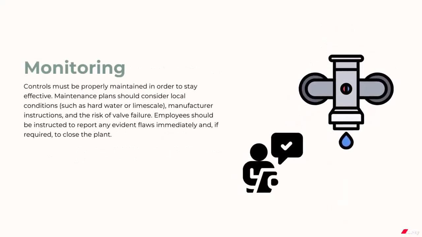Monitoring. Controls must be properly maintained in order to stay effective. Maintenance plans should consider local conditions such as hard water or lime scale, manufacturer instructions, and the risk of valve failure. Employees should be instructed to report any evident flaws immediately and, if required, to close the plant.